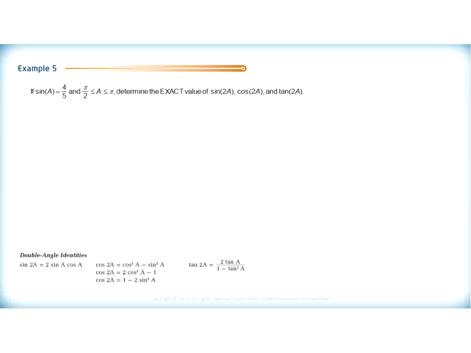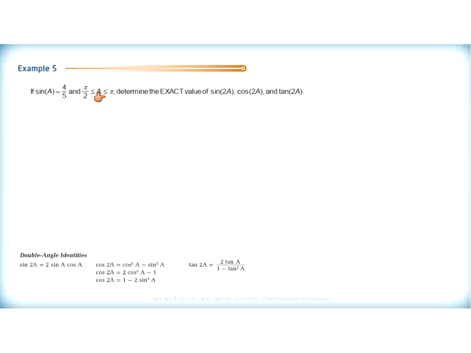Okay, let's have a look at one more example here. If sine A equals 4 over 5, and A is between pi over 2 and pi, determine the exact value of sine 2A, cosine 2A, and tan 2A. Now I wrote all of these down in the bottom here for you. Now of course we're going to do the cosine of 2A. We don't need to do all of these. We just choose one of these to do.